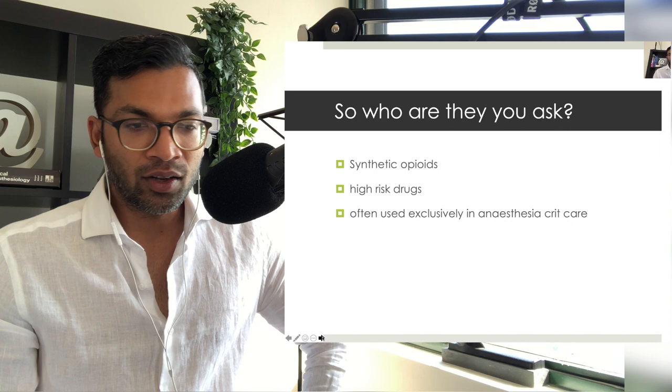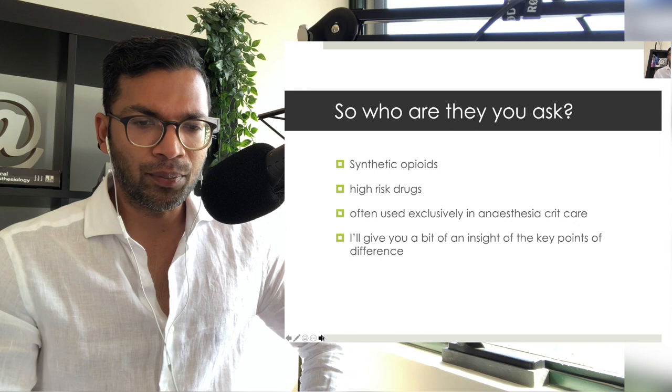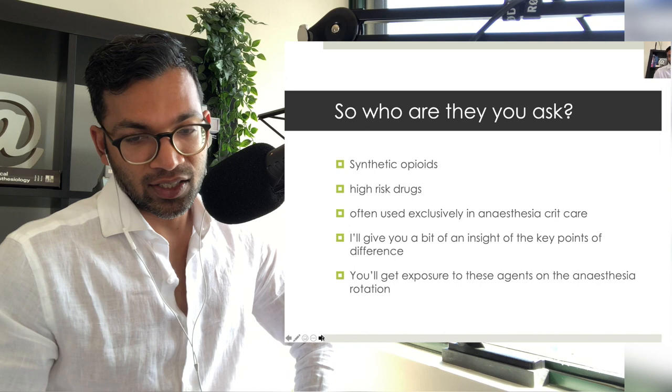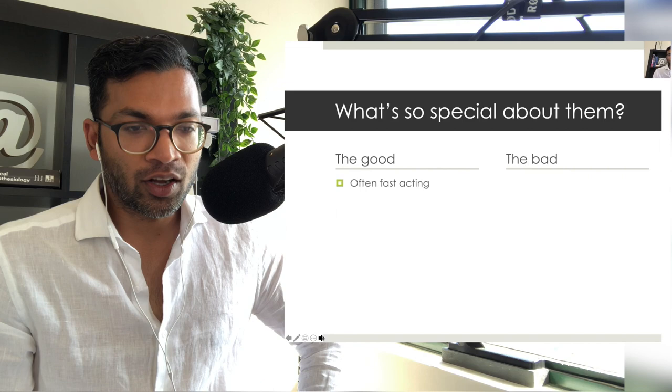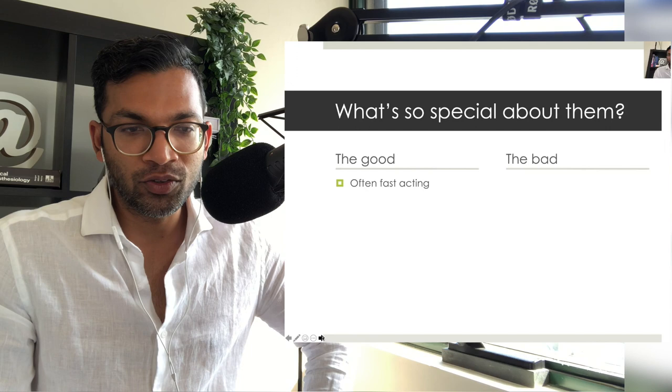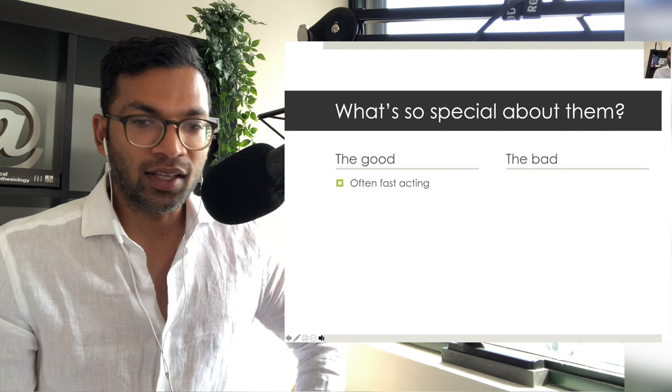I'll give you a bit of an insight into the key points of difference between each of these drugs. You'll get exposure to all of these agents, or some of these agents that are available to us in Australia, on the anesthesia rotation. But here's what's special: they're often really fast acting. You don't have to wait too long, 30, 60 seconds maybe, before you see a really profound effect. If you give remifentanil or alfentanil, they stop breathing in about a minute. It's amazingly fast acting and efficacious.